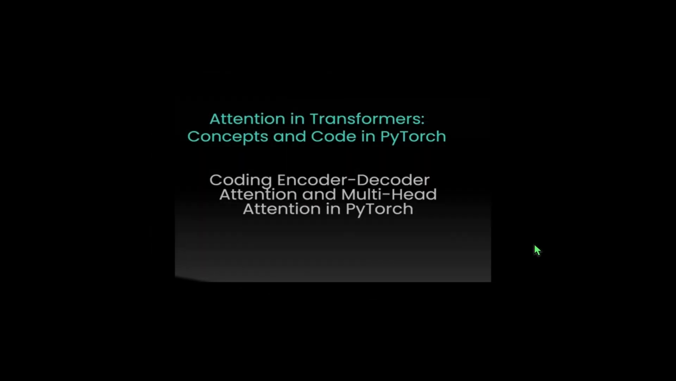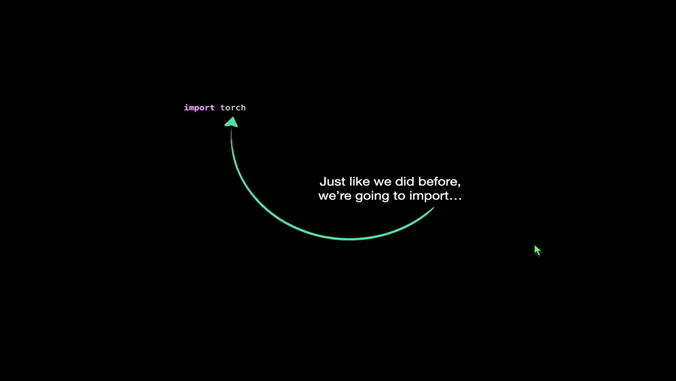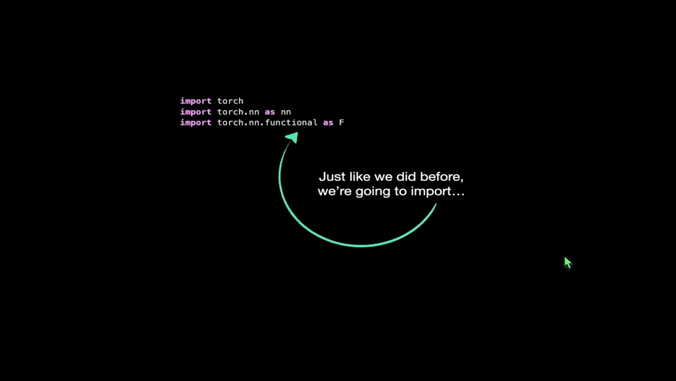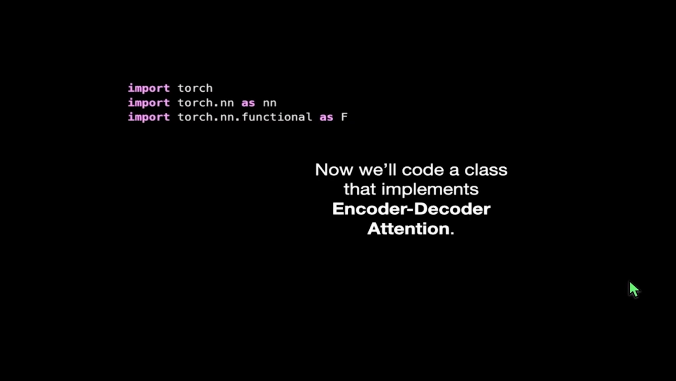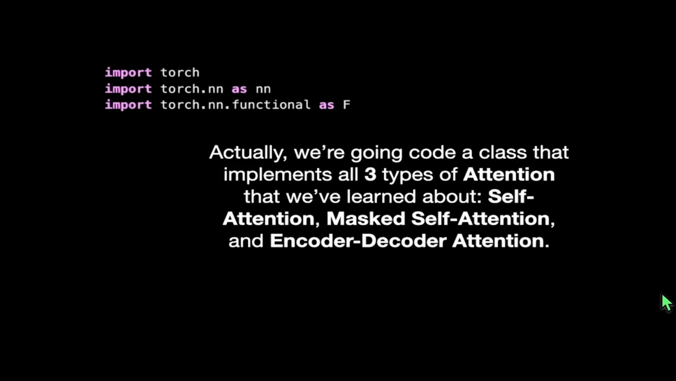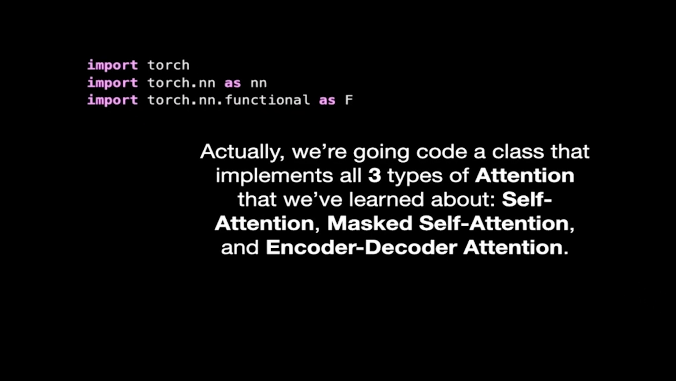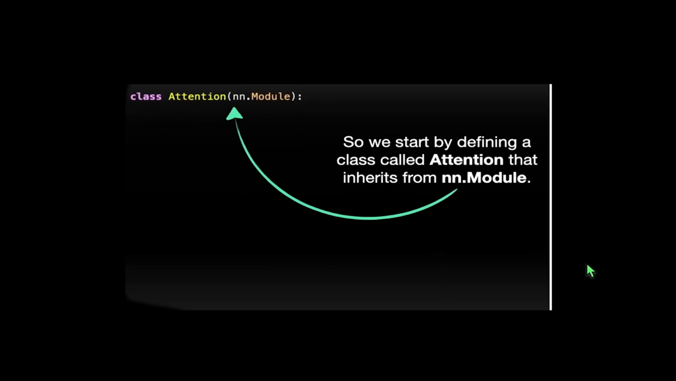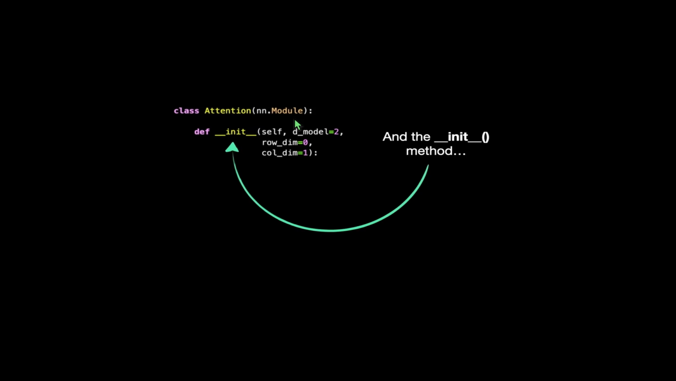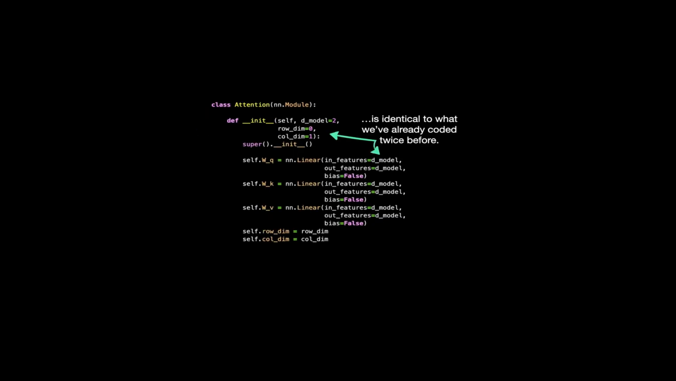In this lecture, we are going to understand the coding of an encoder-decoder transformer with multi-head attention. First, we need to import the PyTorch library, and then we import the neural network functionalities that we will use. Next, we will define our encoder-decoder class. There are three types of attention that we have learned so far: self-attention, masked self-attention, and encoder-decoder attention. In this example, we will focus on encoder-decoder attention.